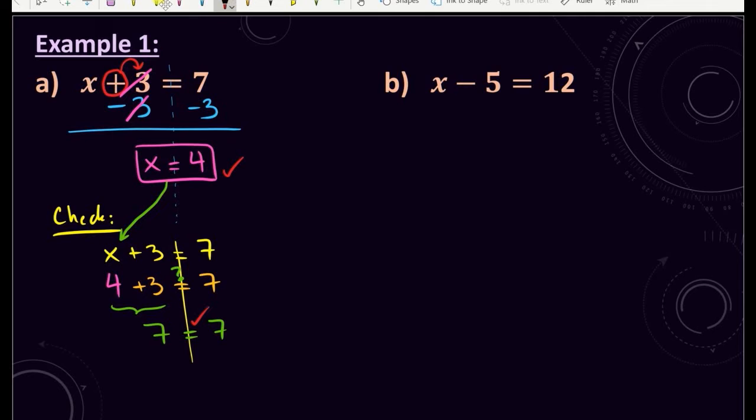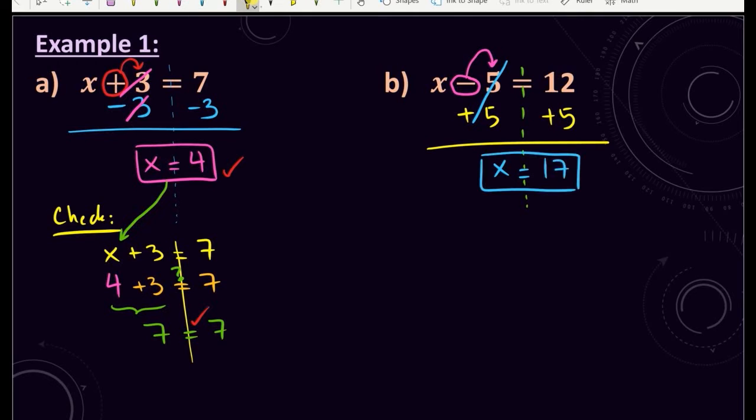Alright, we're going to look at part B. So what do I have to do first? We have to draw a line going through the equal sign first. Now look at the operation. x minus 5, this negative sign belongs to 5, so we have to do the reverse of negative 5 by adding 5 on both sides. Okay, positive 5 and negative 5 cancel each other out, so that leaves you x equal to 12 plus 5, which is 17. So x equal to 17 is the answer.